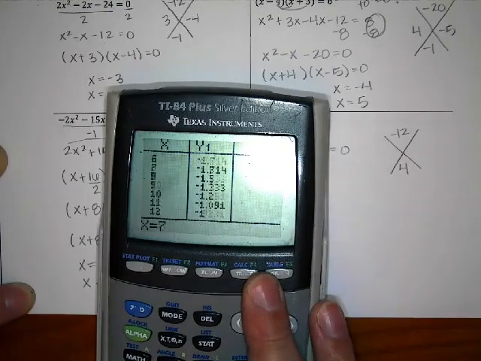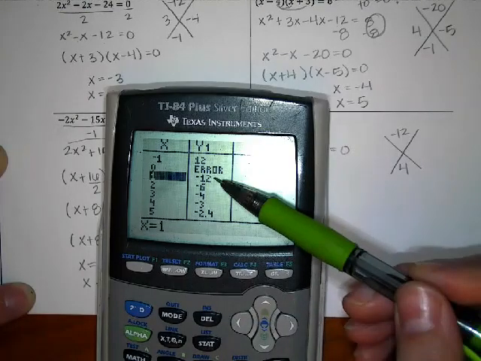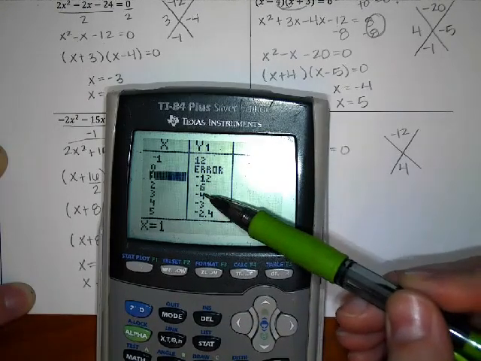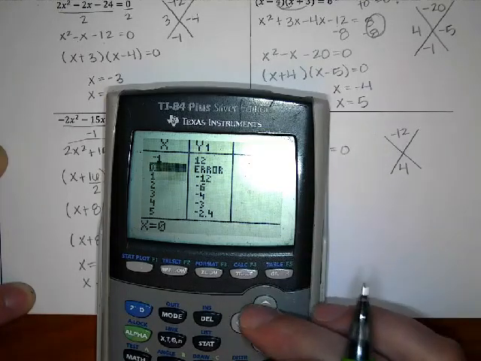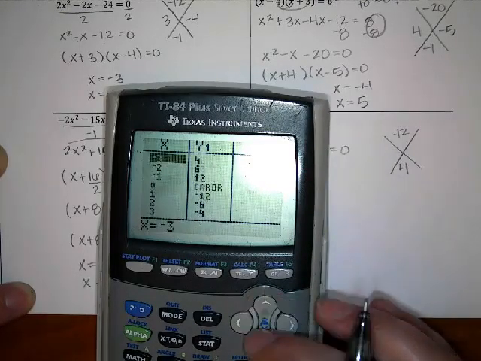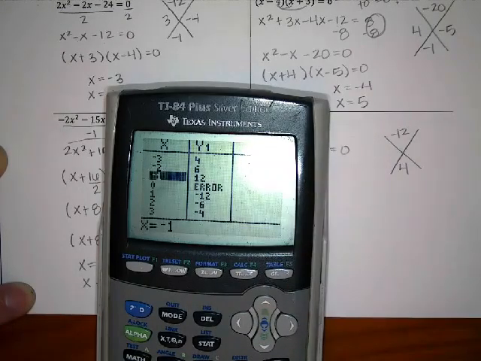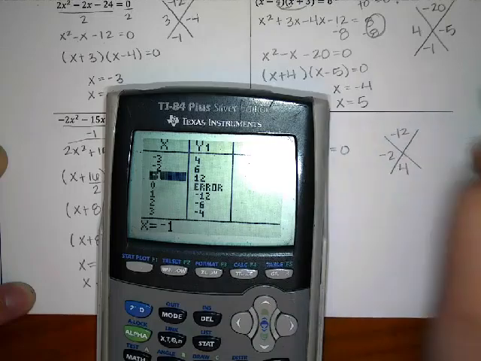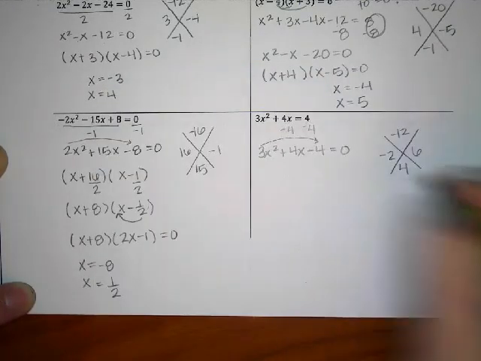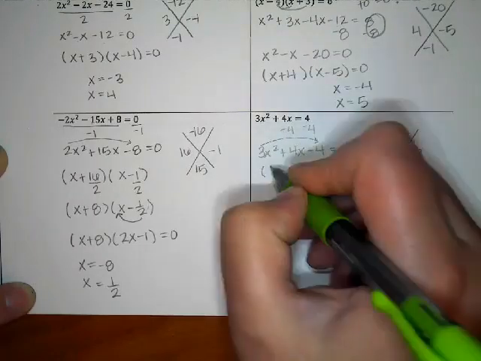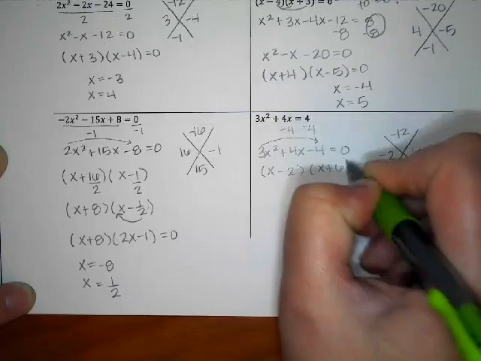All right, so we want to add to +4. 1 and -12, 2 and -6, these are adding to negatives. Anytime that's happening, you can always just go the opposite direction. So this adds to +11, and there's the +4 right there. So -2 and 6 add to a +4. Okay, so I've got x minus 2, x plus 6.